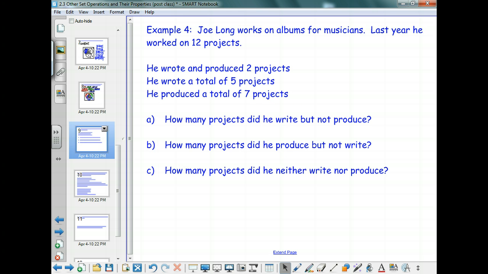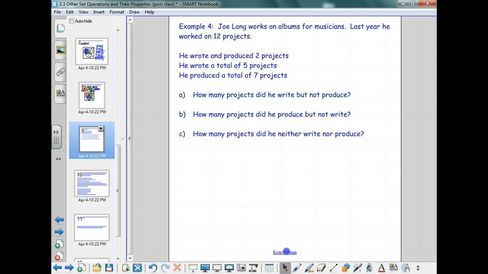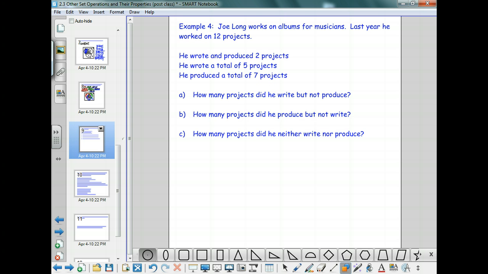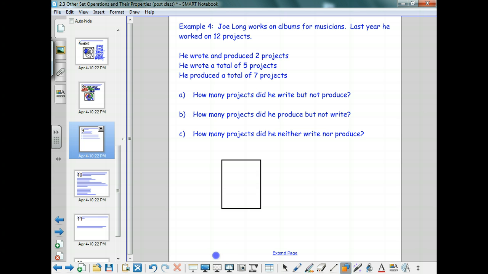All right, let's do an application of this idea. We've got Joe Long, and Joe Long works on albums for musicians. Last year, he worked on 12 projects. He wrote and produced 2 projects. He wrote 5. He produced 7. So we're going to draw a Venn diagram for this idea. How many different circles am I going to need in this diagram? 3. Do I? 2. Why only 2?